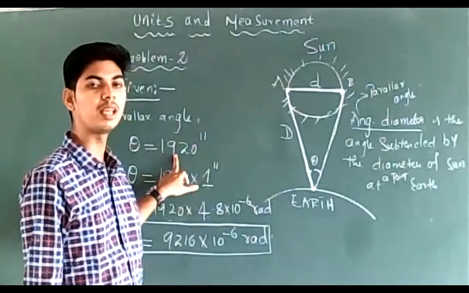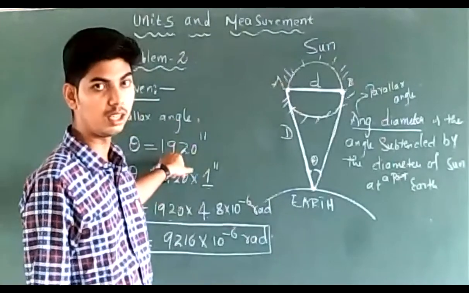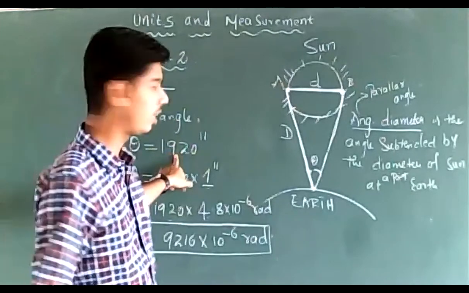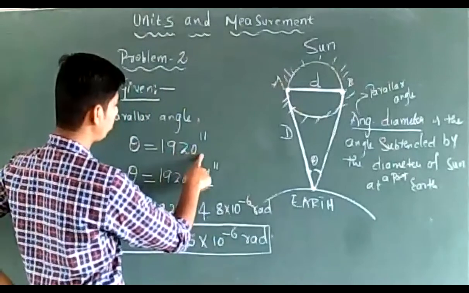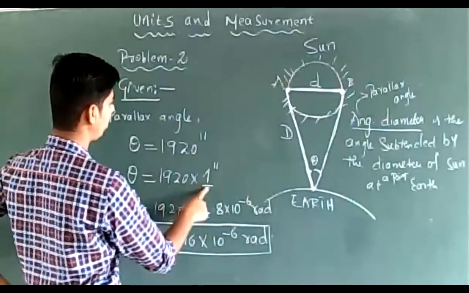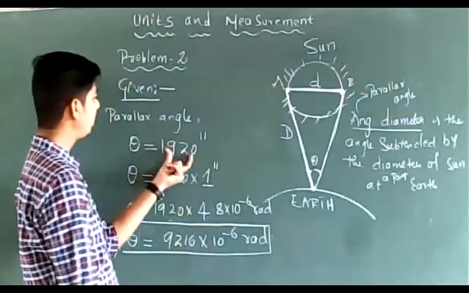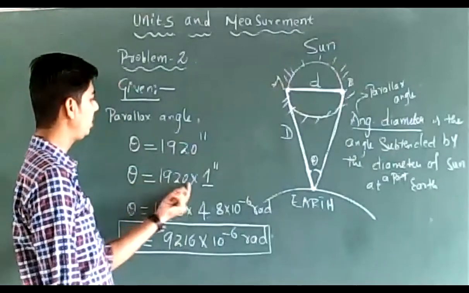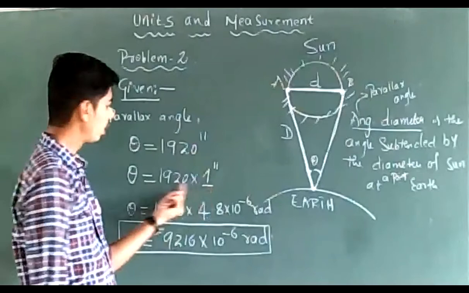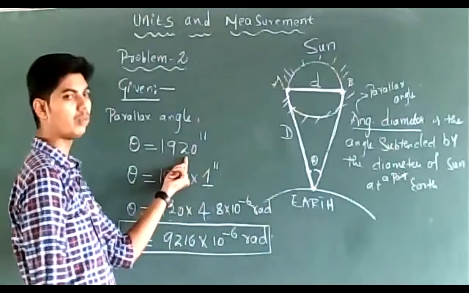Angle should never be expressed in seconds, minutes and degrees. Instead they must be expressed in radian. 1920 seconds can be written as 1920 into 1 second. 1920 into 1 second is 1920 seconds.